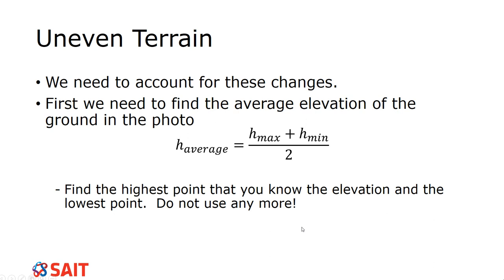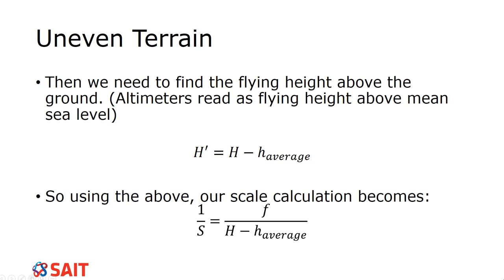Those other issues of having more points on one side or whatever can be corrected using something called bundle adjustments, and there are other formulas that we can use, and you will learn about that next year in photogrammetry, not in this class. You're only going to find a very simple way to find scale. So we find the average height using maximum and minimum, and then we need to find the flying height above the ground.